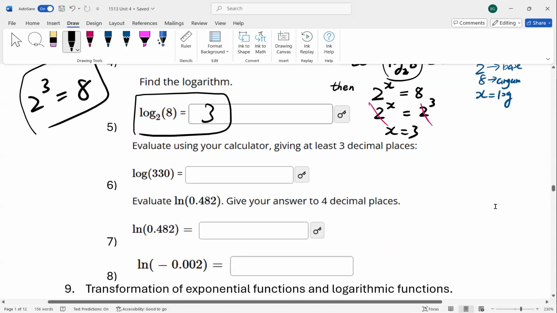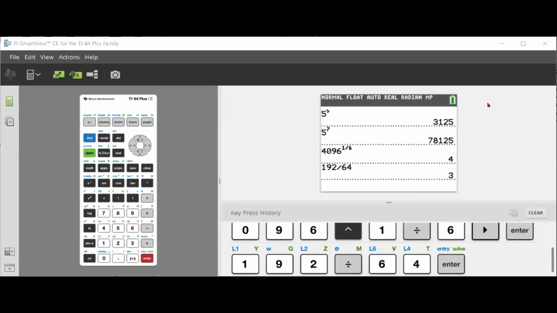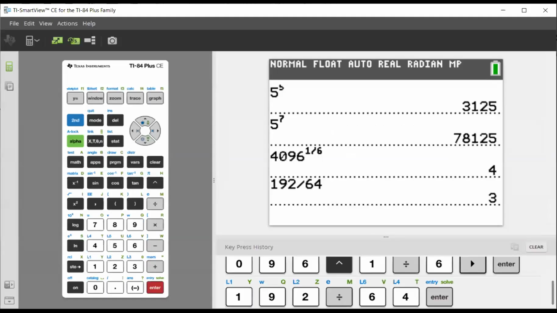And next, similar, evaluate using your calculator, giving at least 3 decimal places. Do you guys have a calculator, by the way? Yes. Okay. So in the class syllabus, we recommend the TI-84 calculator. I'm going to have to stop sharing this note and then share my calculator. This is an emulator on my computer. It should look similar to yours.